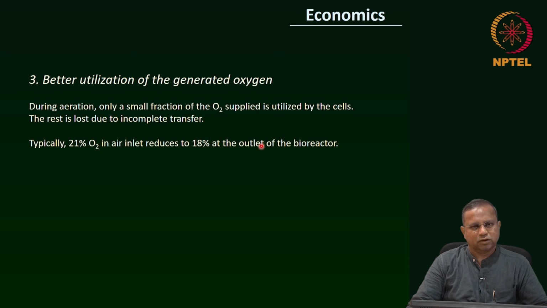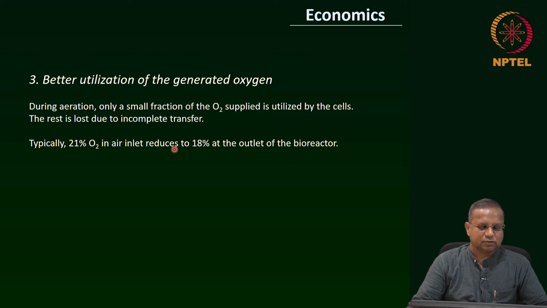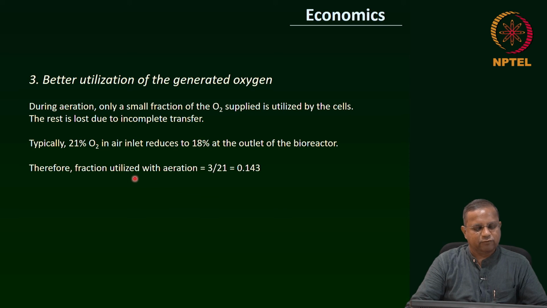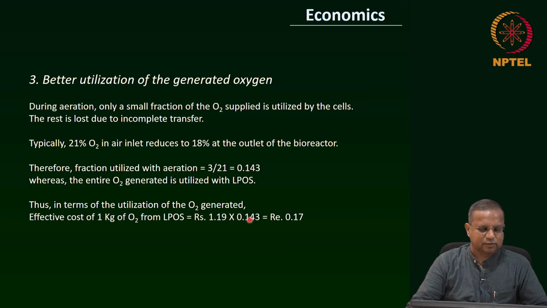So, you are utilizing only 3% of the 21%, of the total. It's 21% to 18%. Therefore, fraction utilized is 3 by 21 or 0.143, 14.3%, whereas the entire oxygen generated is utilized with the liquid phase oxygen supply strategy. Thus, in terms of the utilization of the oxygen generated, effective cost of 1 kg of oxygen from LPOs drops even further to about 0.17 paise per kilogram of oxygen.